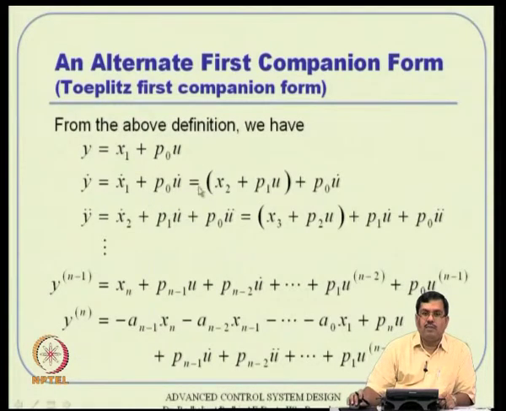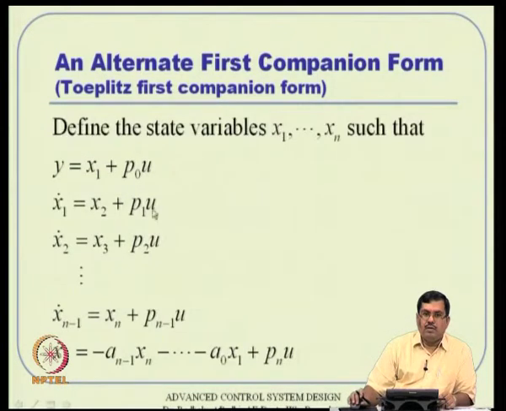So I can substitute that x1 dot here, and then retain this p0 times u dot. So that is what I am left with here. Now, let us go to y double dot, one more derivative. I start with this expression, so this is x2 dot plus p1 times u dot plus p0 times u double dot. So that is what it is.